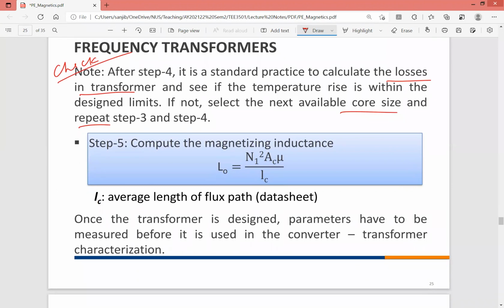Then step 5, we calculate the magnetizing inductance. So what is the inductance formula? Inductance L is proportional to the flux linkage over current. Flux linkage is the number of turns multiplied by the flux, divided by the current. And flux itself is B times A, or Ac, over current. And B is mu times H, isn't it?